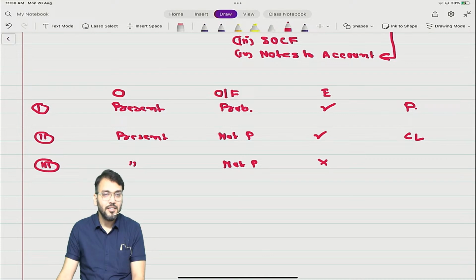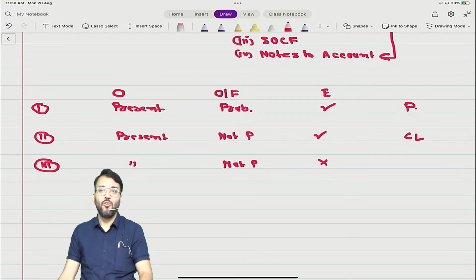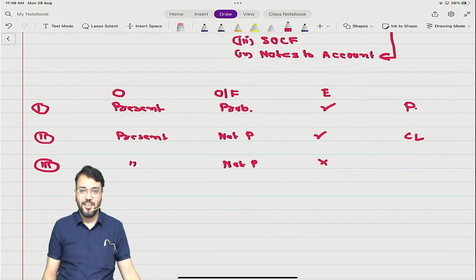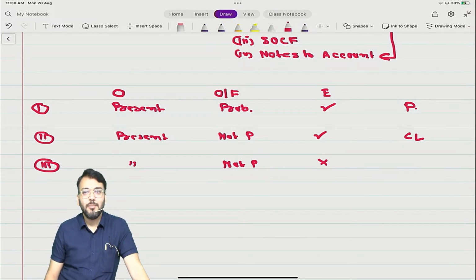I am not listening to all the boys now. Everyone needs to respond, right? Provision, contingent liability. How many are saying provision? How many are saying contingent liability? How many are saying no treatment?